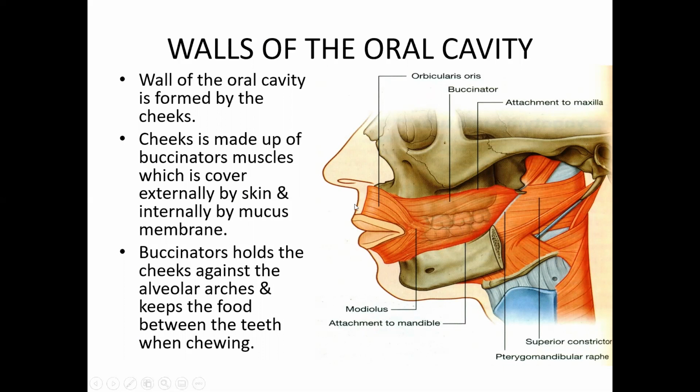And the oral fissure, or the exterior opening of the oral cavity, is controlled by the orbicularis oris muscle, along with the muscles of facial expression, like the depressor labii inferioris and the mentalis. All these muscles control the opening and the closing of the oral fissure.